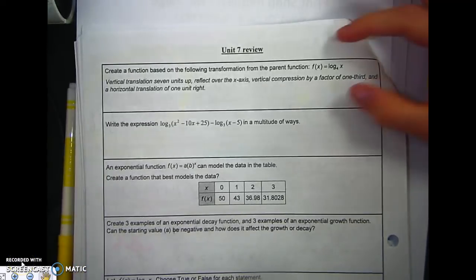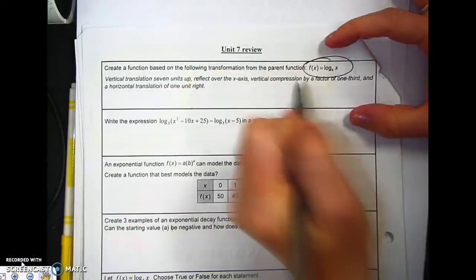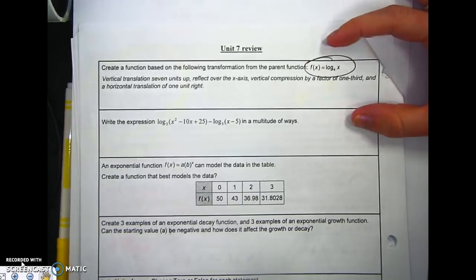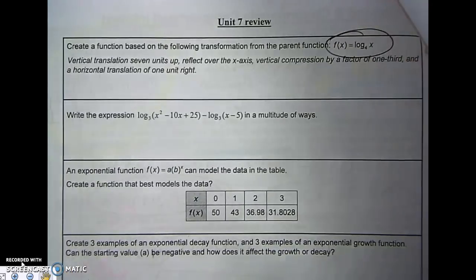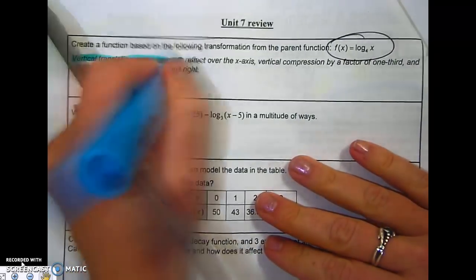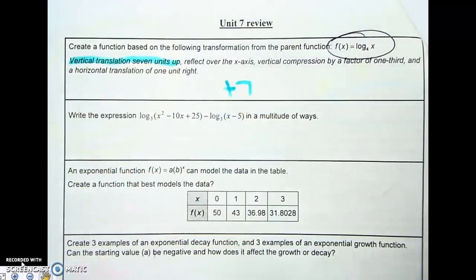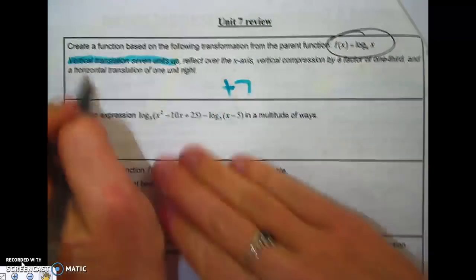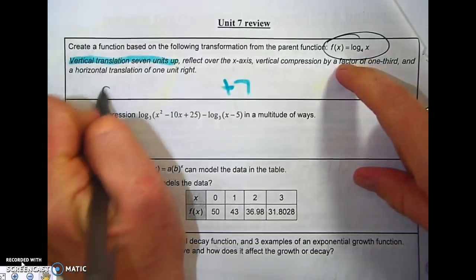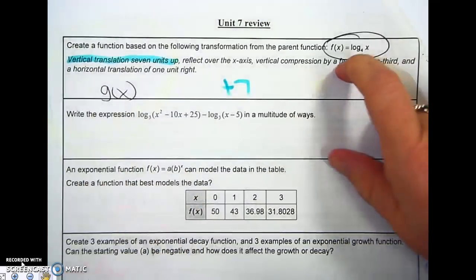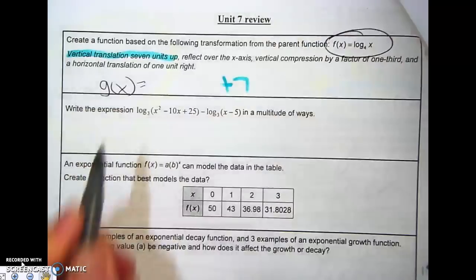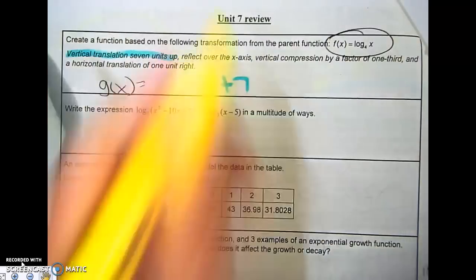So for the first question, they want you to do transformations based on log base 4 of x. Okay, so vertical translation, 7 units up, plus 7. Reflecting over the x, let me start with, if this is f of x, I need to make sure I write g of x, h of x, whatever. So reflecting over the x-axis really means it's with the y.